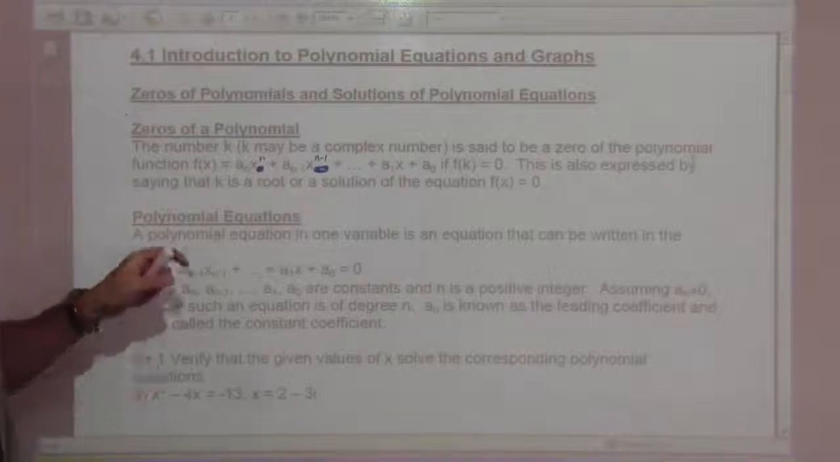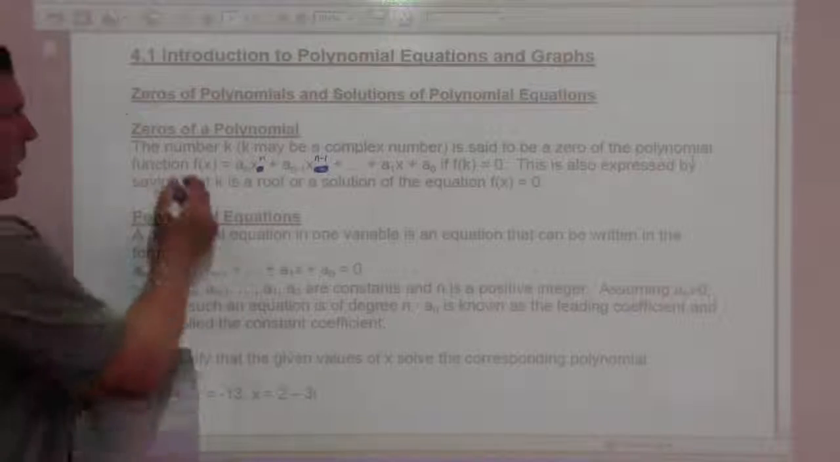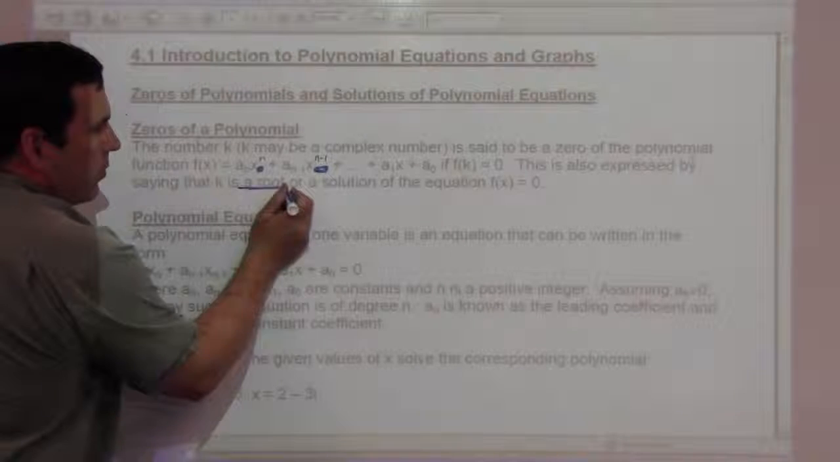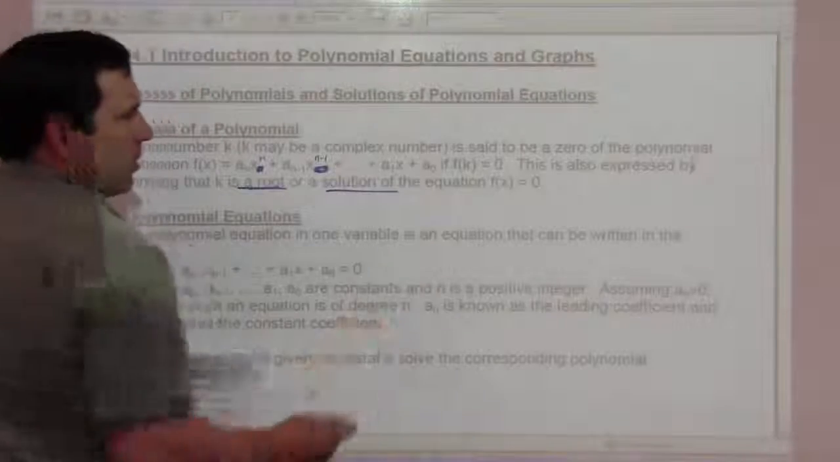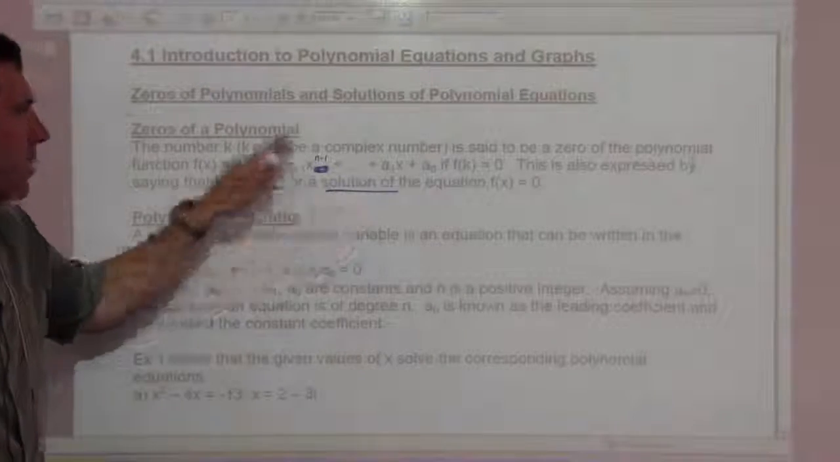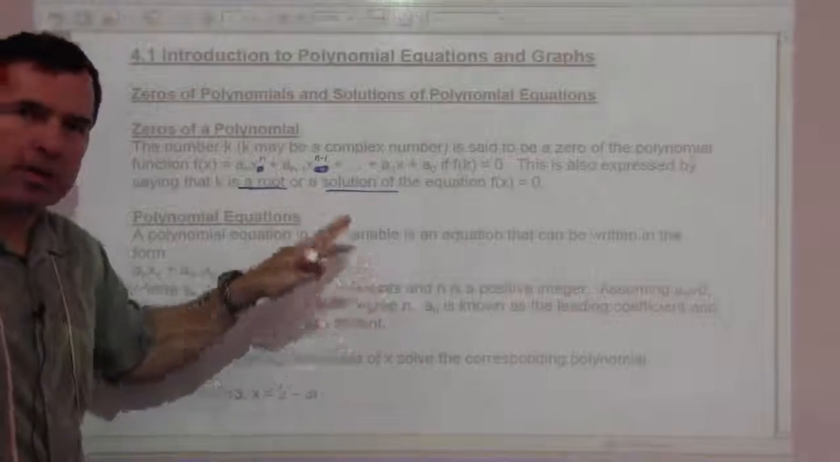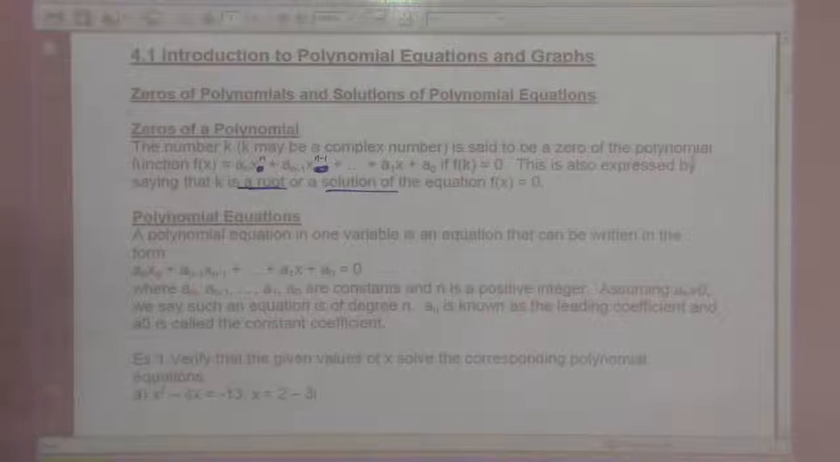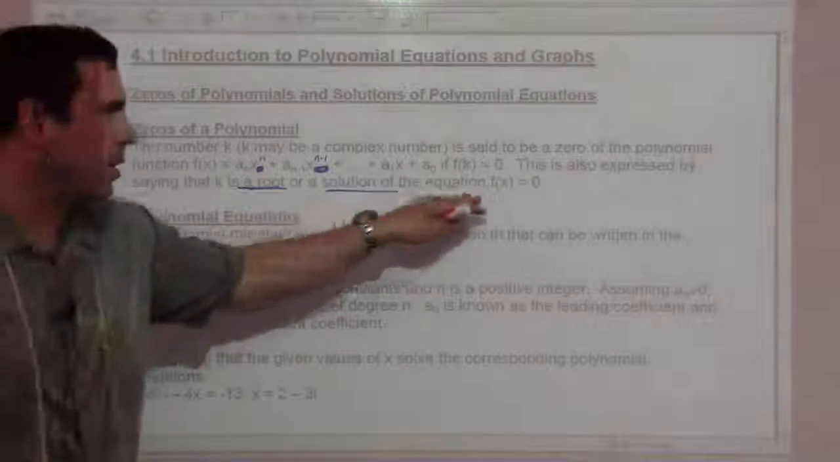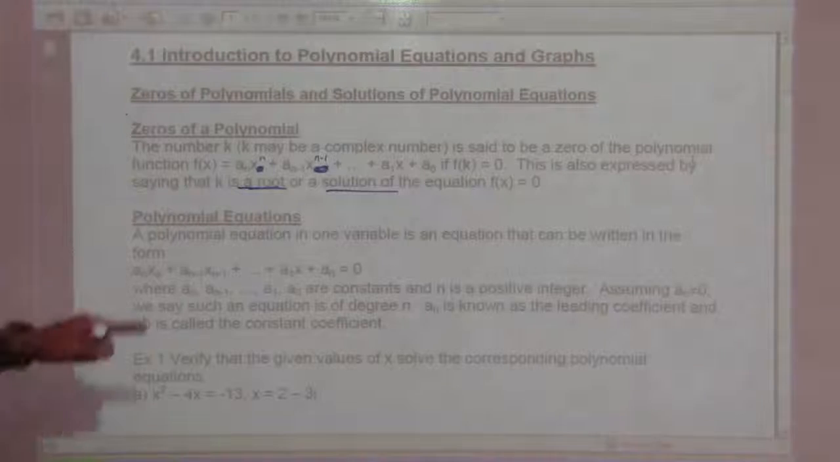This is also expressed by saying that k is a root. So saying it's a 0 is the same thing as saying it's a root or solution. So being a root, being a solution, and being a 0 of a polynomial are all the same thing. I should say solution of the equation f of x equals 0.